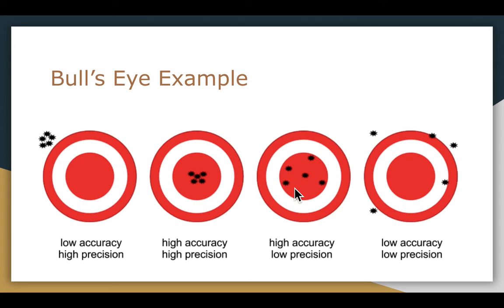They're not as repeatable. And this is the worst case scenario. You're aiming at the bullseye and you're not getting anywhere close. So none of these individual throws is very accurate, and you're also not very precise. They're all over the place, as opposed to this one that also has low accuracy but high precision, because each one of your darts lands very close to each other.